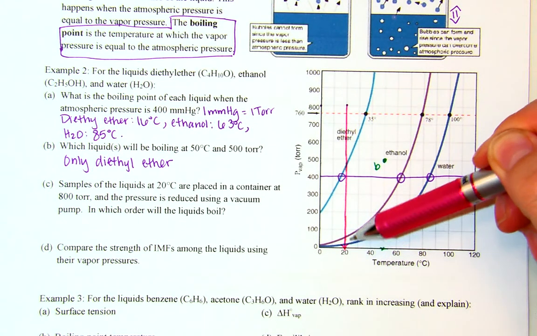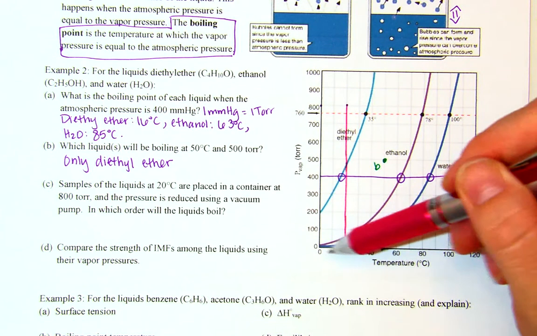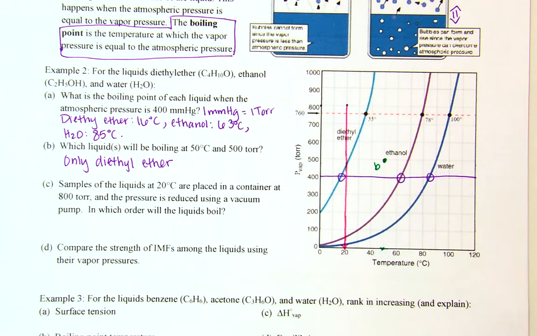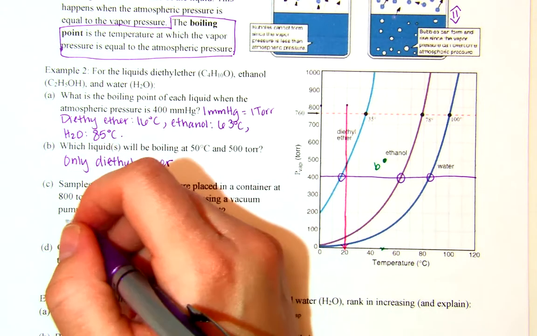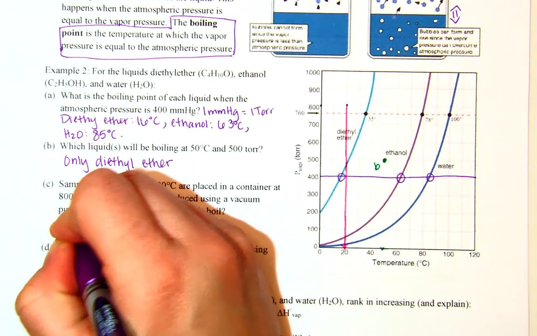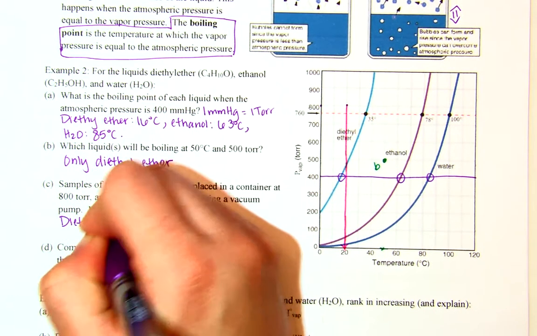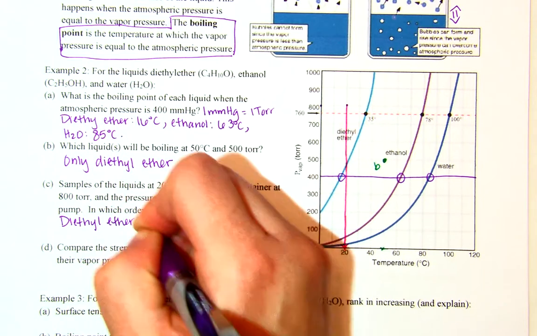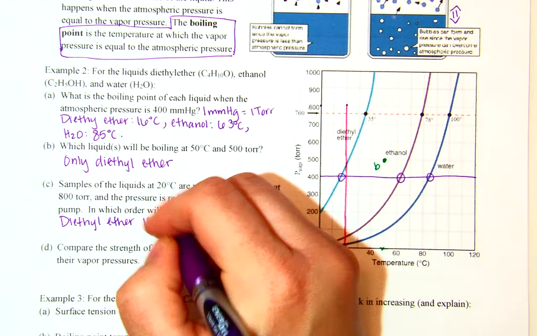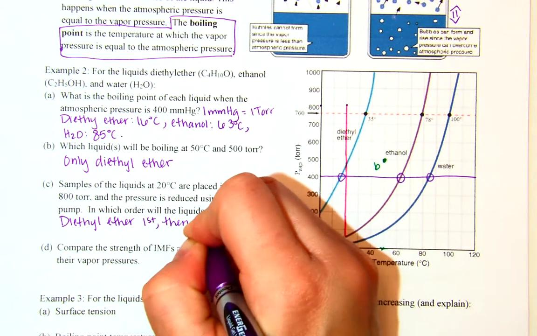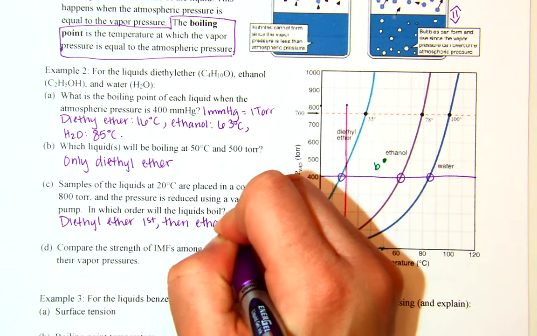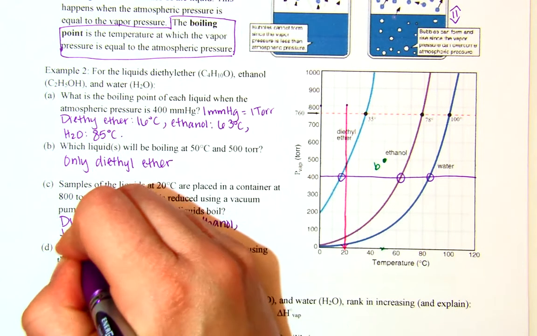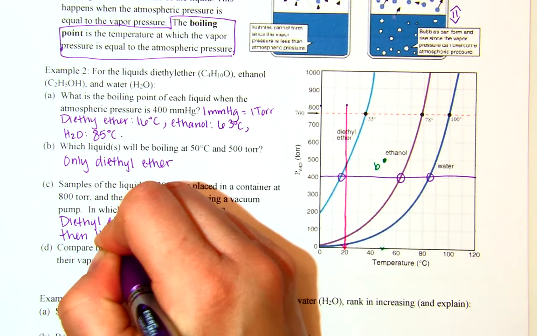So you can make something boil not only by increasing the temperature, but by decreasing the pressure, which is actually amazing to see. So first diethyl ether, first, then ethanol, then good old water.